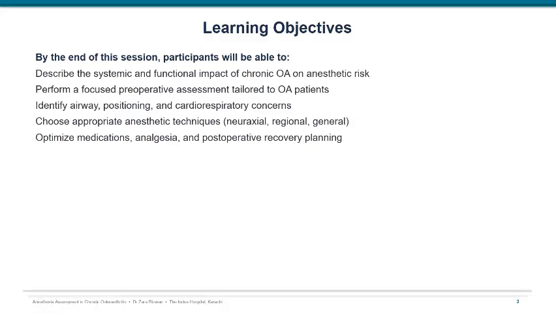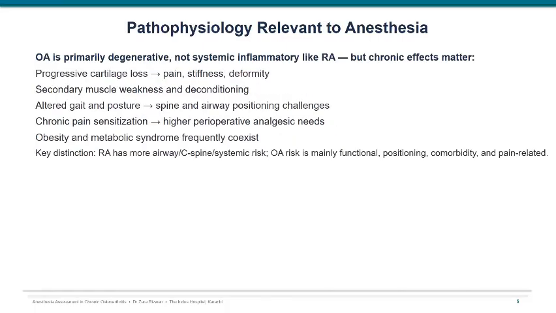Our learning objectives are based on the systemic and functional impairment related to chronic osteoarthritis and its effects on anesthesia, the performance of a focused preoperative assessment tailored to osteoarthritis patients, identifying the airway, positioning, and cardiorespiratory concerns, choosing appropriate anesthesia techniques that can be either neuraxial, regional, or general, and optimization of the medications, analgesia, and postoperative recovery planning also.